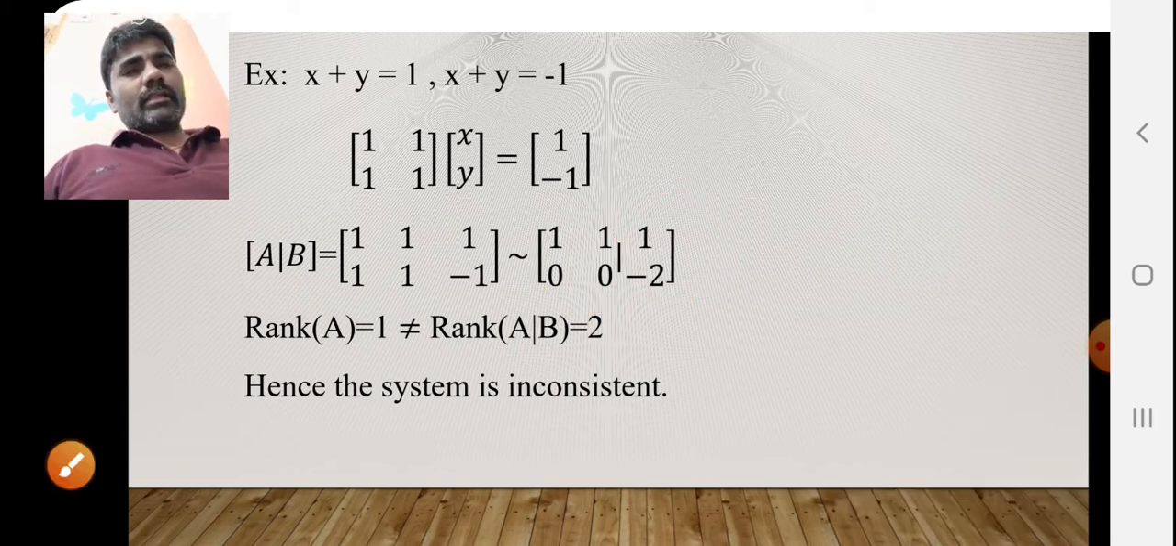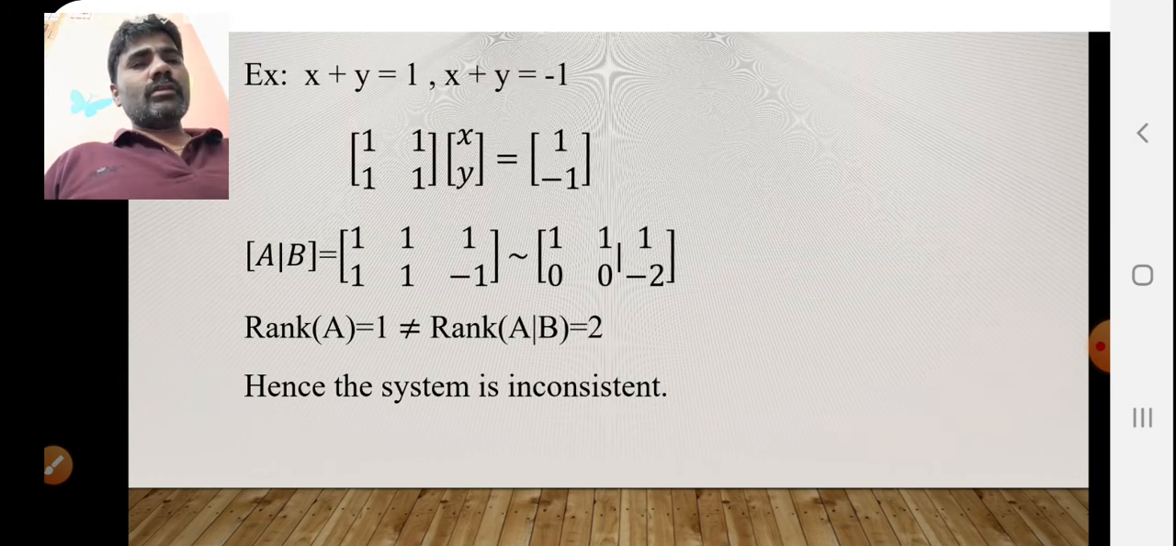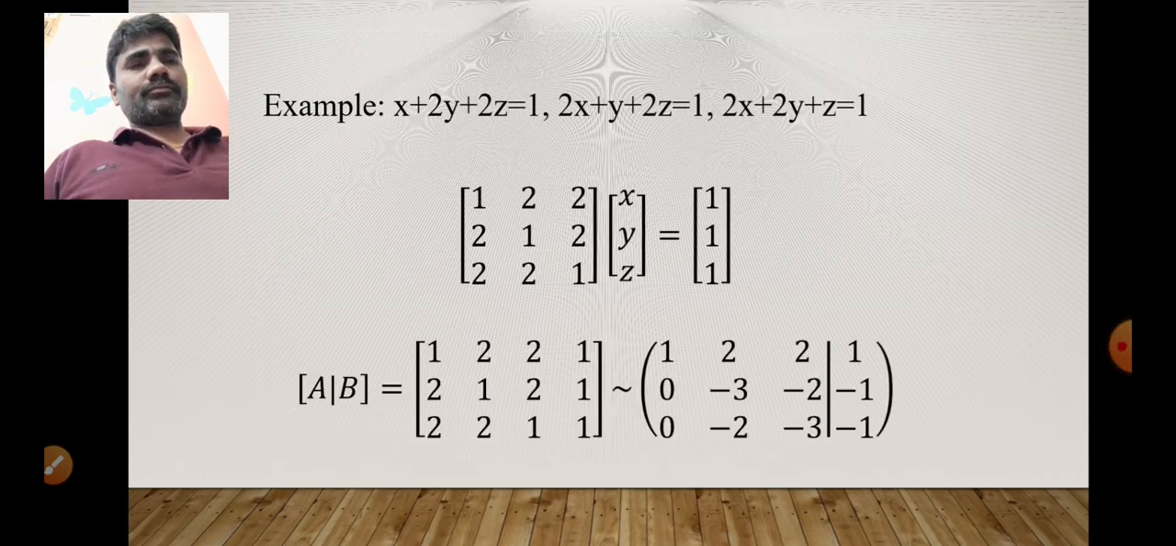Or we can directly understand that x plus y equals 1 and x plus y equals minus 1 is impossible. For the same values of x and y, x plus y cannot become 1 and also minus 1. That's why the system cannot possess a solution that satisfies the simultaneous equations. Or we can go for another example.